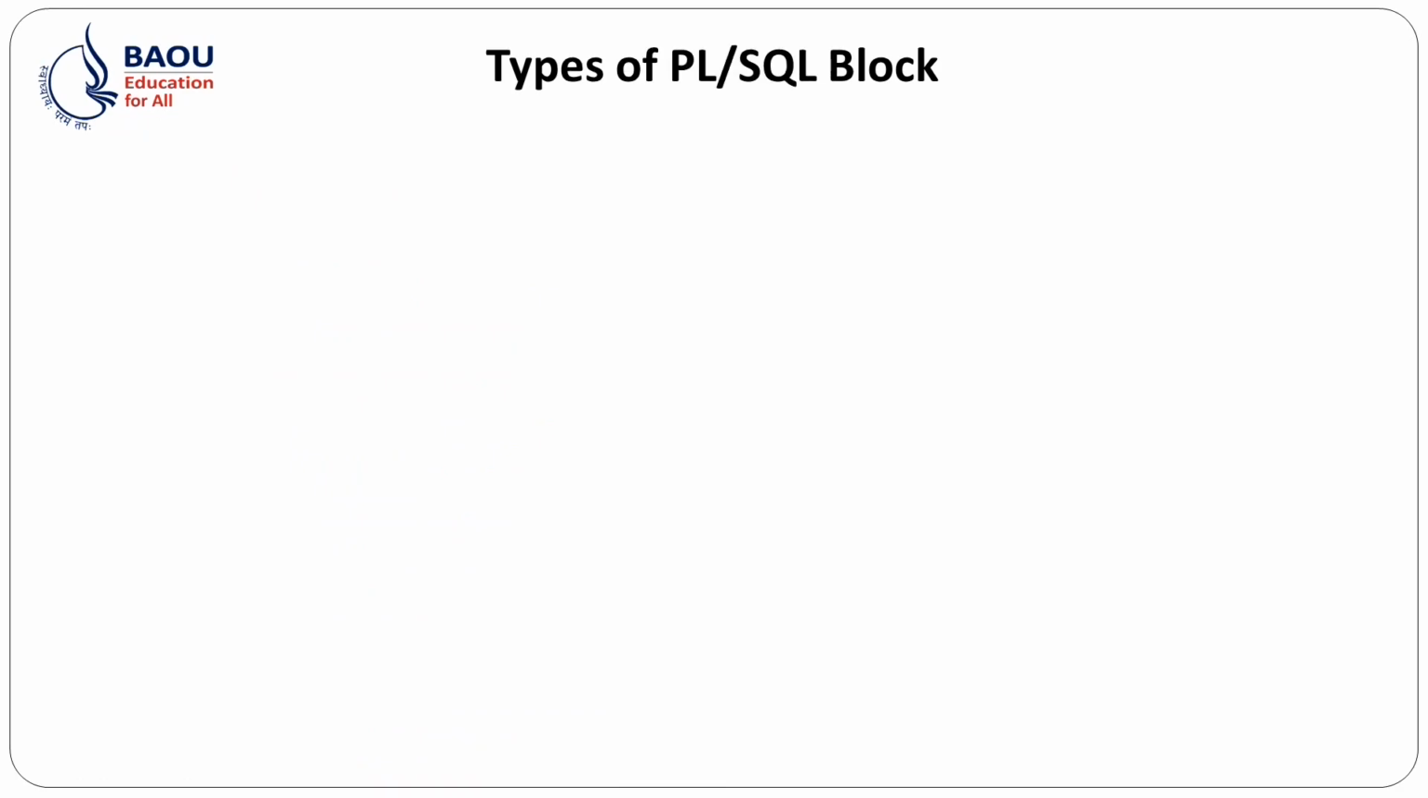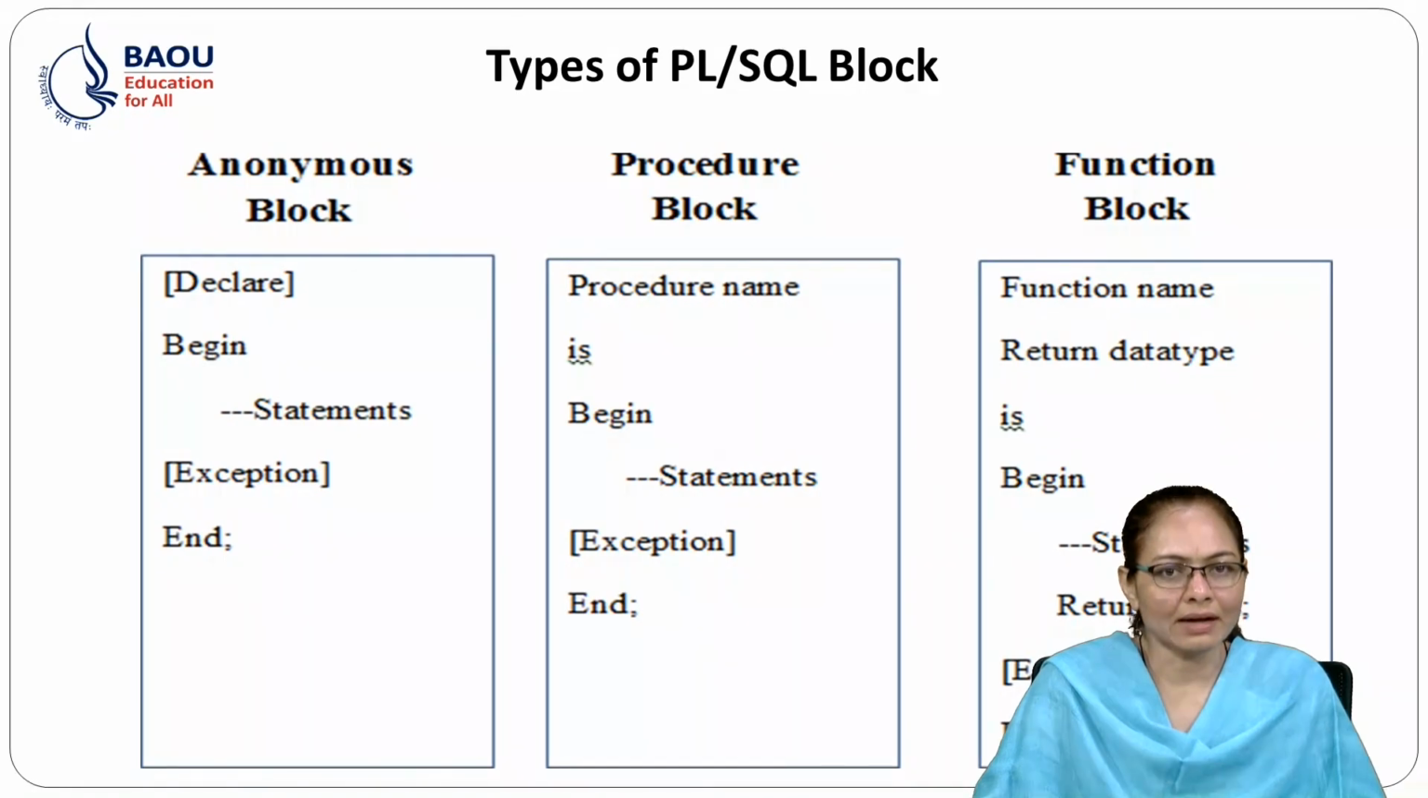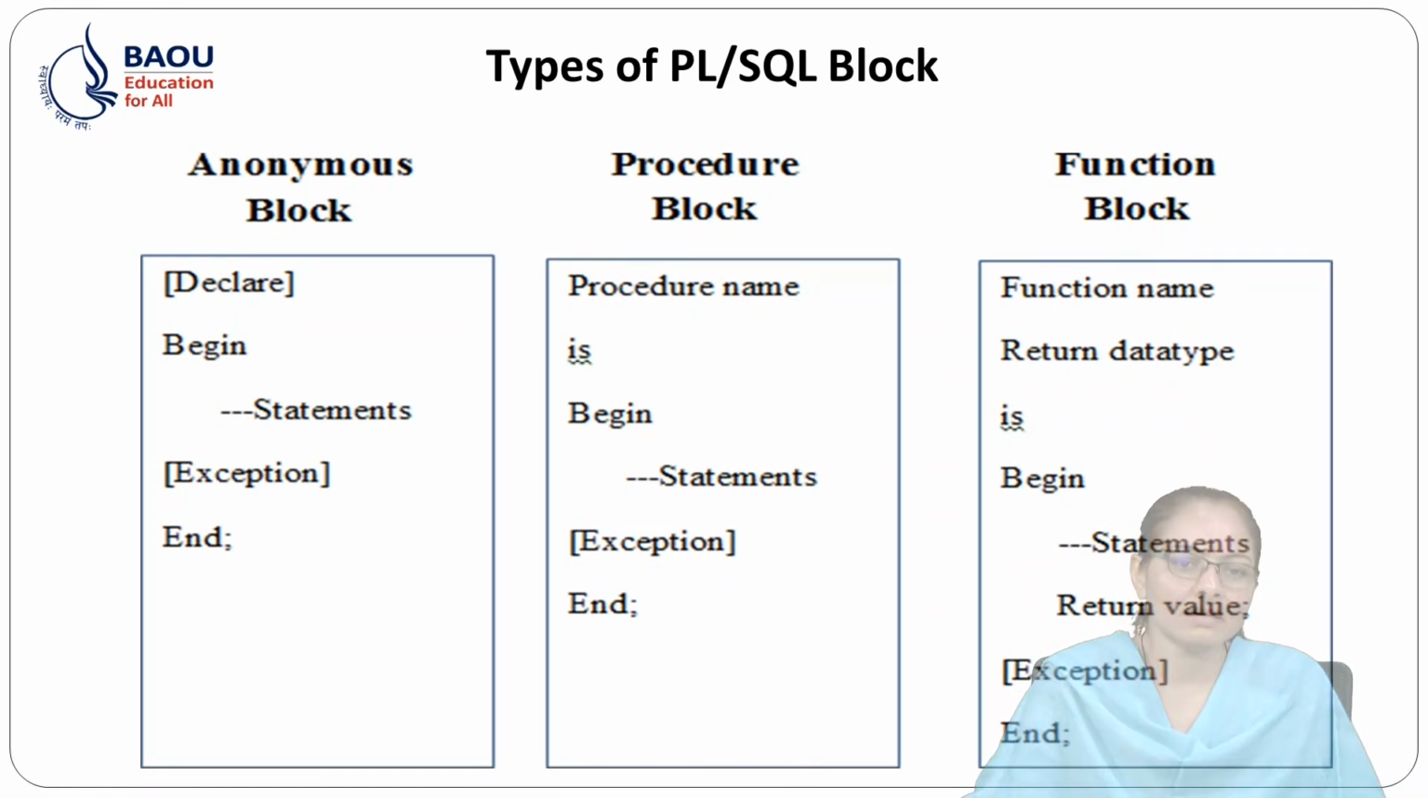Now, the types of PLSQL block. There are 3 PLSQL block types as shown in the figure. PLSQL is a block structure language. The unnamed blocks are called anonymous blocks, and the named blocks are called procedure or function blocks, that is, subprograms.